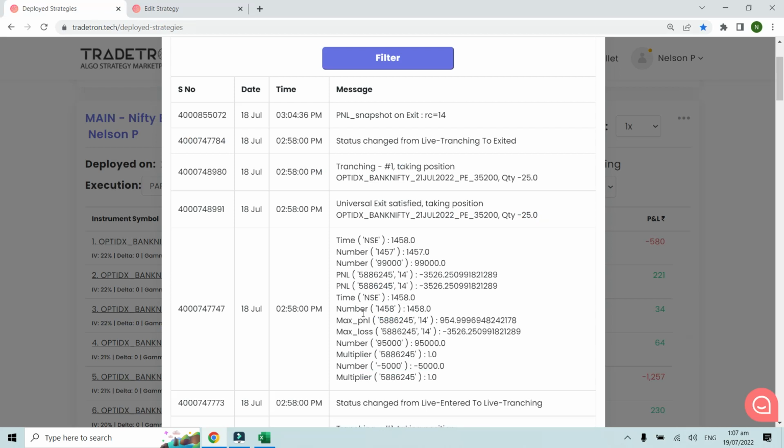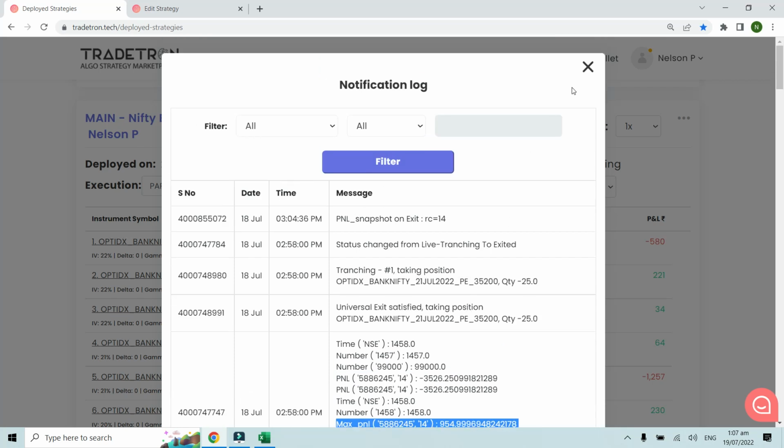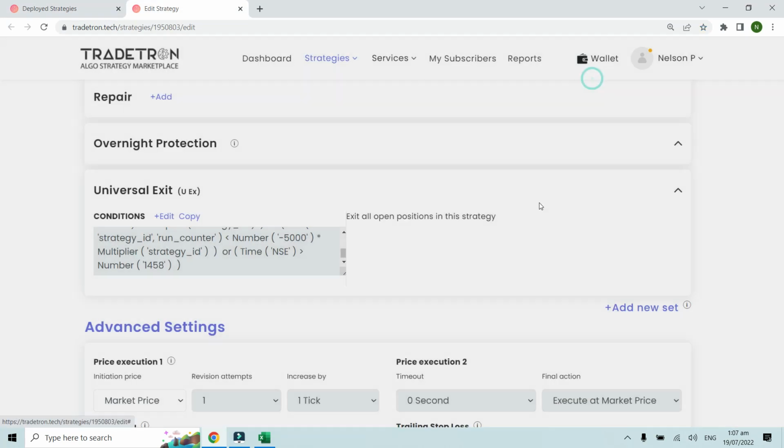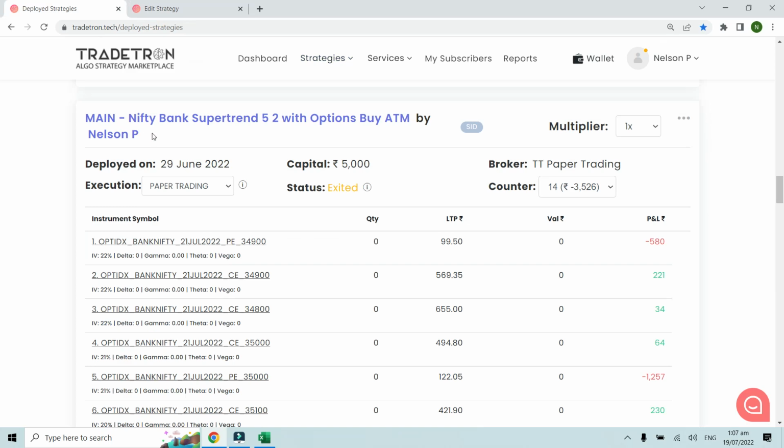So whenever the universal exit happens, this log will be created. That will tell you how much was the maximum profit that the strategy has reached during the day. So even when you're not watching, you will get to know that this was the maximum profit and this was the maximum loss. That's how you can keep track of your strategy and how it's performing during the day.